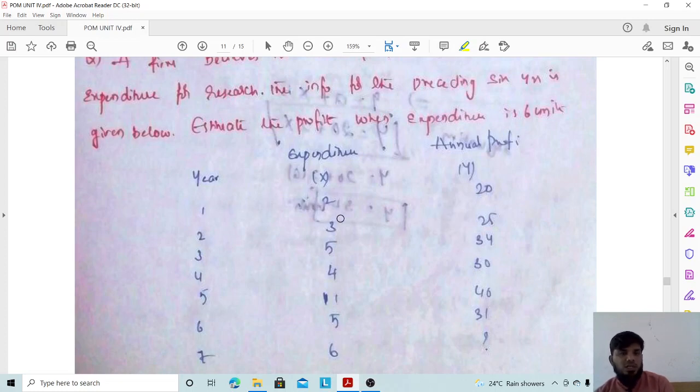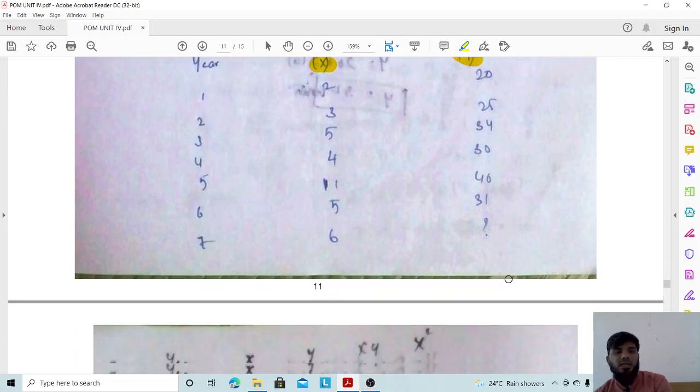So based on this, the expenditure is independent, and the profit value depends upon it. If you increase this, obviously the profit value is increasing. So you can write the equation as y is equal to a plus bx. This should be considered as x, and this should be considered as y. Clear? Once you are done with this, let us do the calculation.